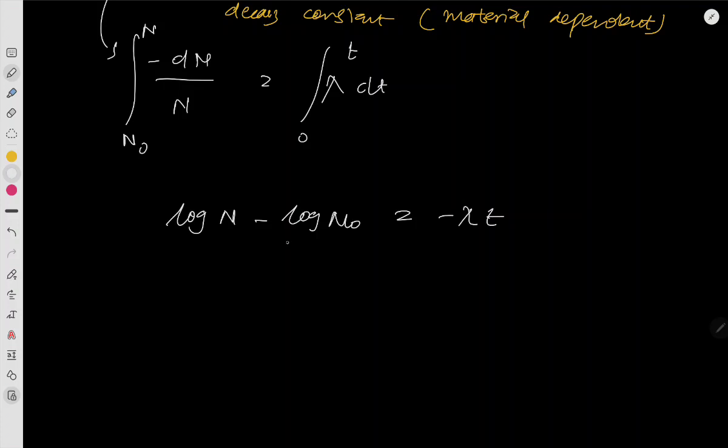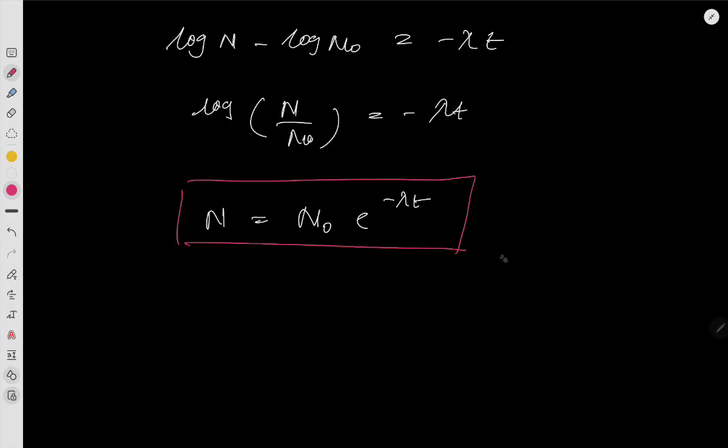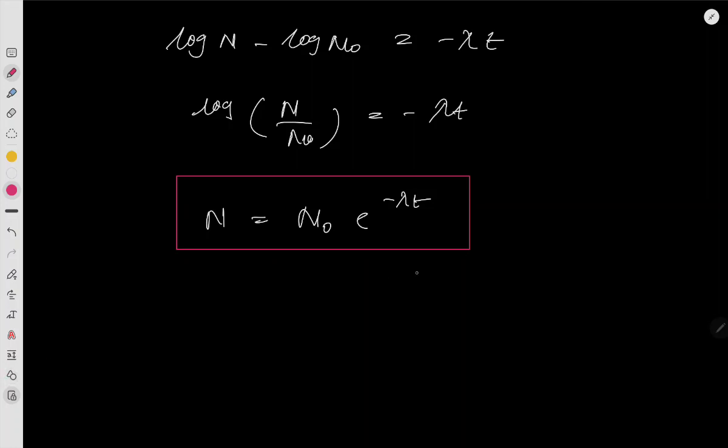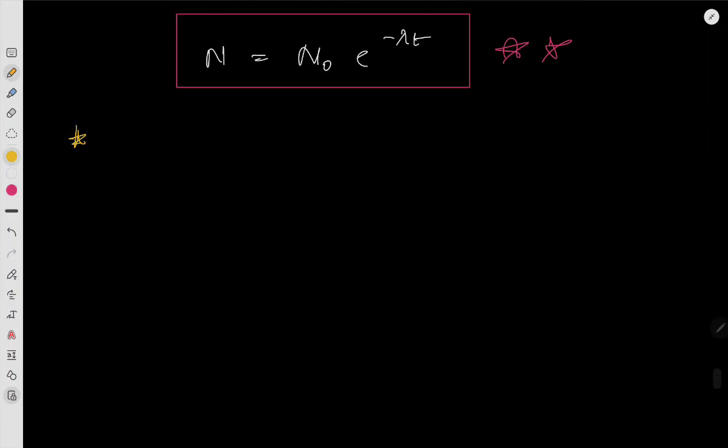And if I rearrange this from log formation, N upon N naught equals e to the power minus lambda t, and another form is N equals N naught e to the power minus lambda t. This is a very famous form, and most of the questions are asked based on this. Radioactivity is very important. So now that we understood radioactivity, let us go further and understand about half-life.